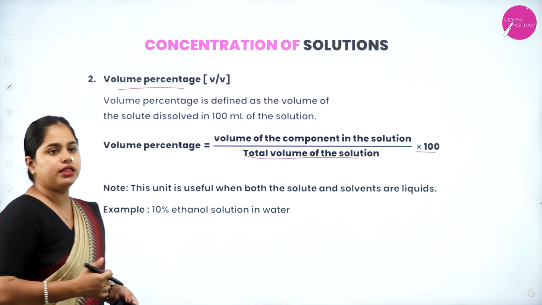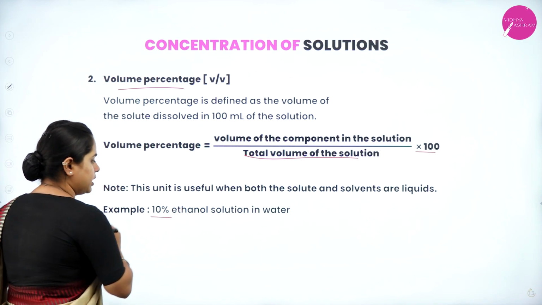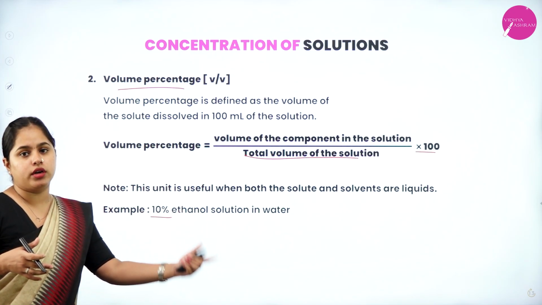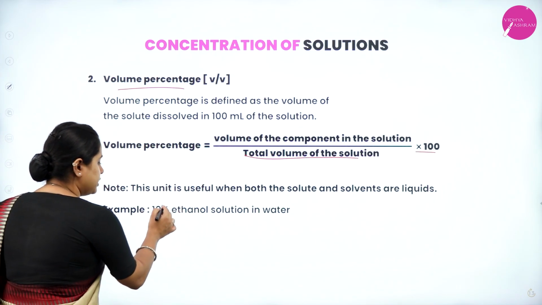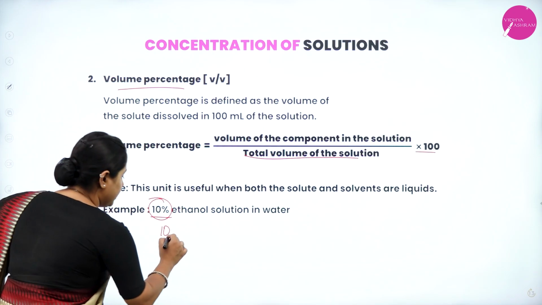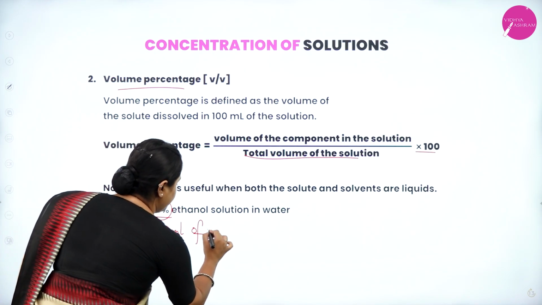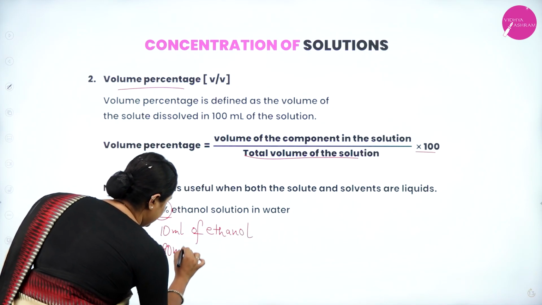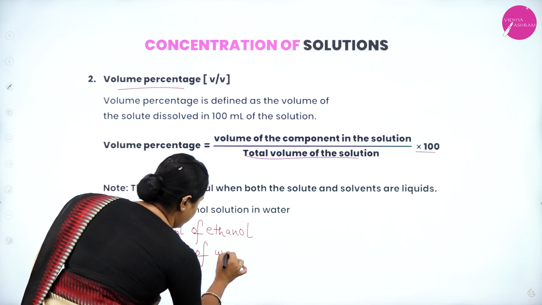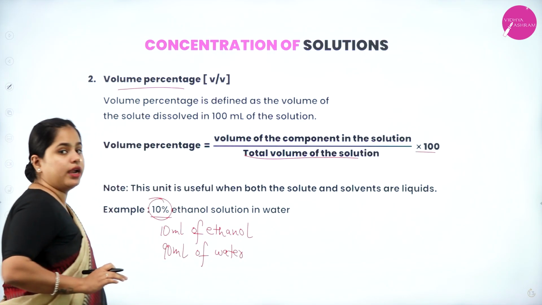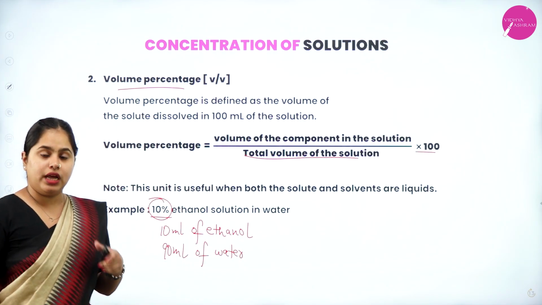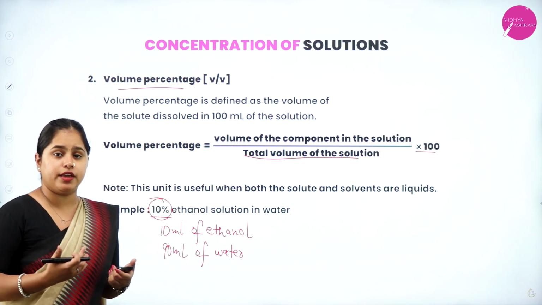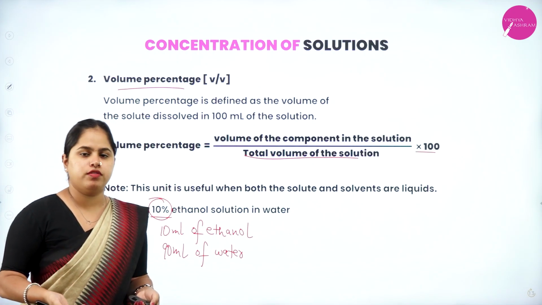Now 10% ethanol solution in water. So this is an example. So again, 10% ethanol solution in water. So what does that mean? Volume percentage is given as 10%. That means 10 ml of ethanol is present in 90 ml of water, so that you get 100 ml of solution. So that means that 10 ml of ethanol is dissolved in 90 ml of water, which will give you a total of 100 ml of solution.